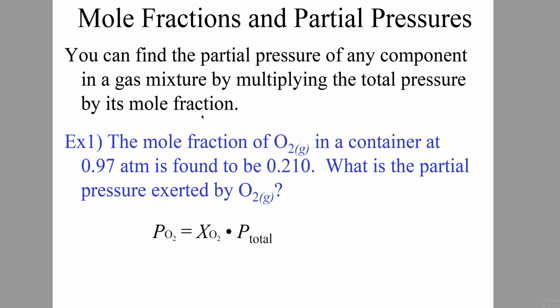So the first thing you want to do is ask what is given, what are they giving you, and what do they expect you to find. Because they're giving you the mole fraction of 0.210, the total pressure is 0.97 atm. What they're looking for is the pressure of the O2 in the total container.